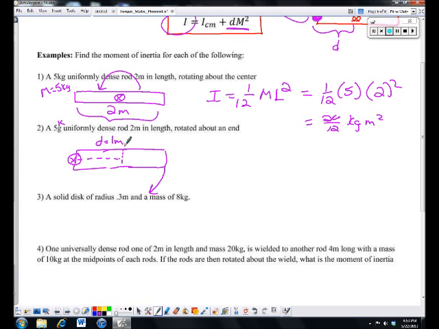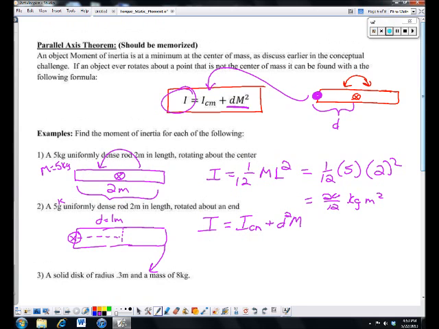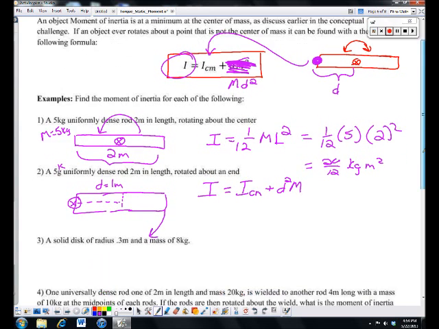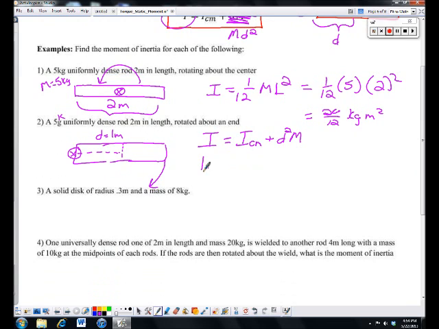So if I want to find this, I'm going to use my parallel axis theorem. My I is the I of the center of mass plus m d squared. I wrote that wrong, it's m d squared. I apologize, fix that, please. So I equals I of my center of mass, 20/12ths, plus my d, I moved 1 meter squared, times my mass of 5.